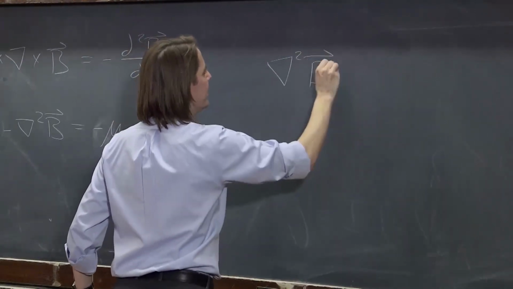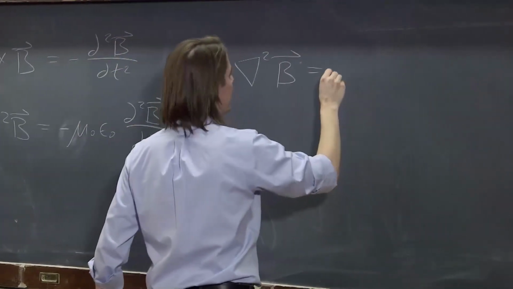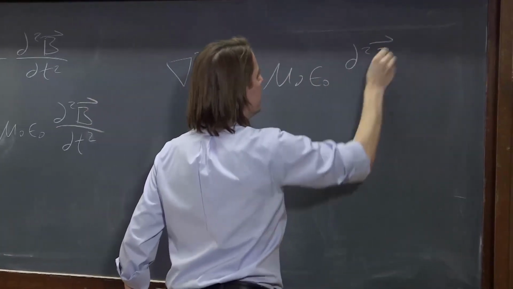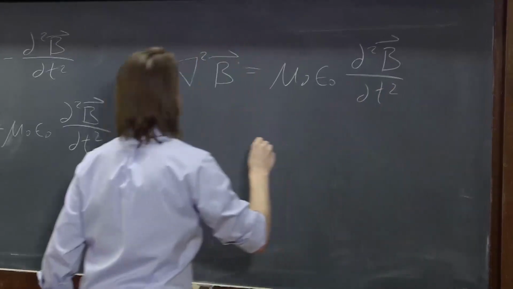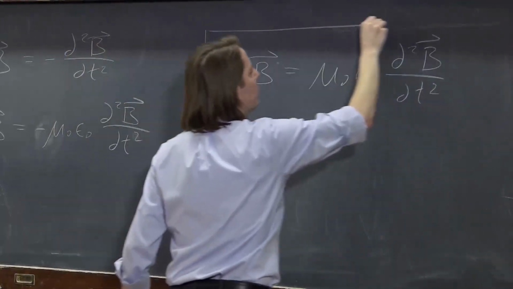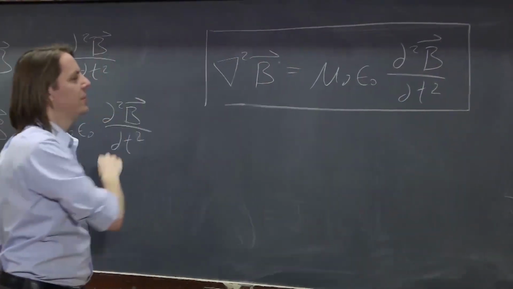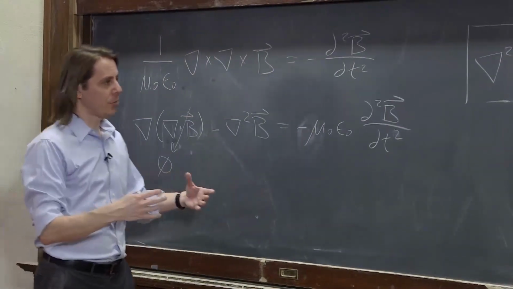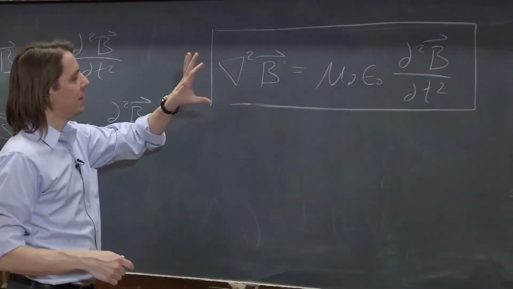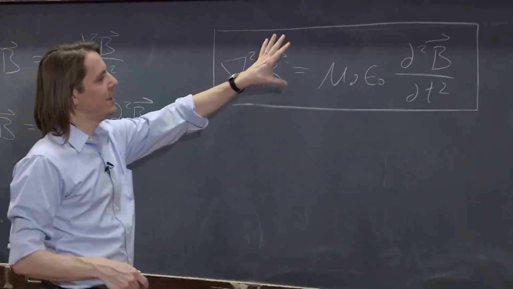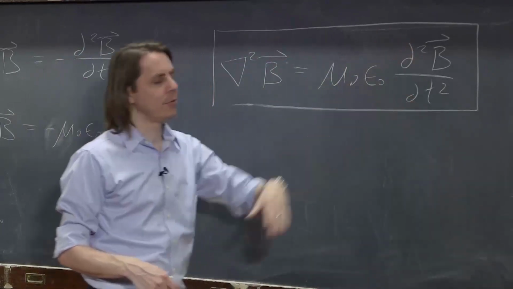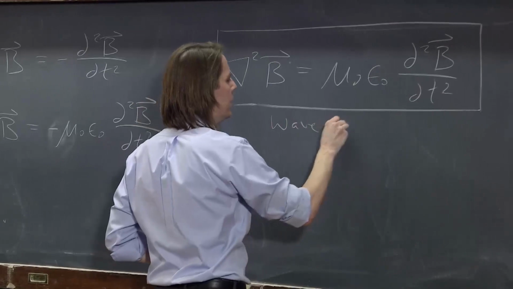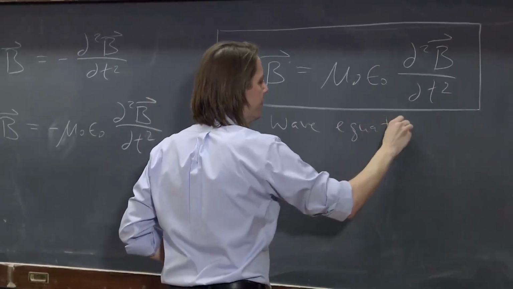Del squared B, the vector Laplacian of B, which is not a real thing, equals mu naught epsilon naught d2B dt2. So Maxwell was playing around with his equations, and he derived what he recognized as a wave equation. When we did a wave on a string, we found that if you had an equation where you have a second spatial derivative equals a constant times a second time derivative, the solution is a wave. So this is indeed a wave equation.